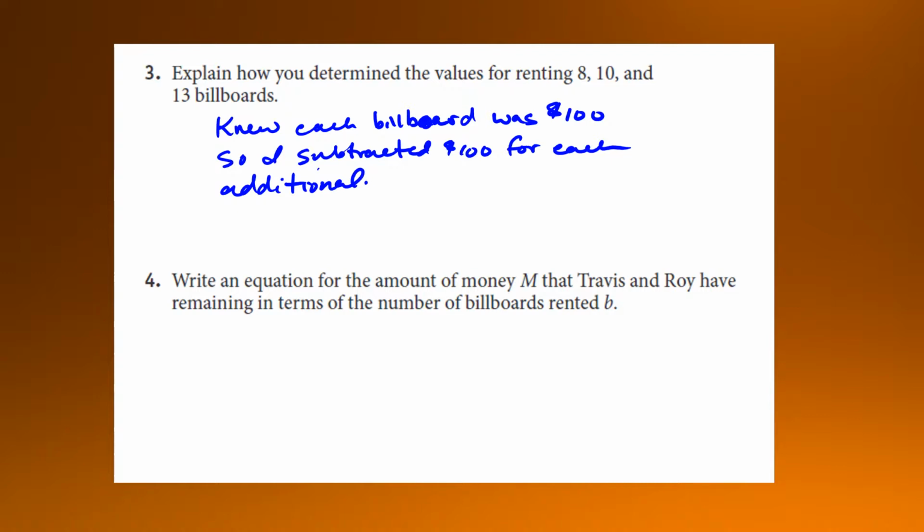So we're going to write an equation for the amount of money, M, that Travis and Roy have remaining in terms of, that means the independent will be in terms of the number of billboards rented, B. So in terms of billboards, so that means the money's going to depend on the billboards. So lots of times we use X and Y, but here they've given us the variables. So see if you can write it with the proper variables. And hopefully you came up with something like this. They started out with $1,360 and they're going to lose or spend 100 per billboard.